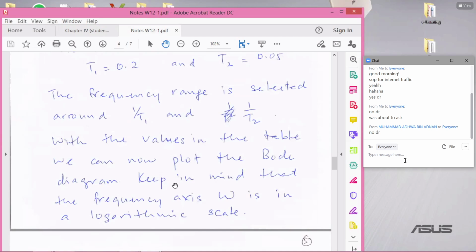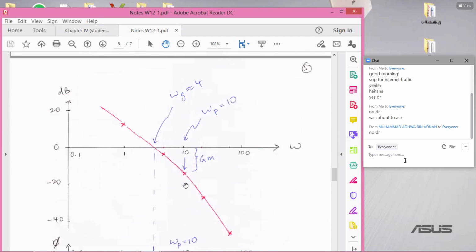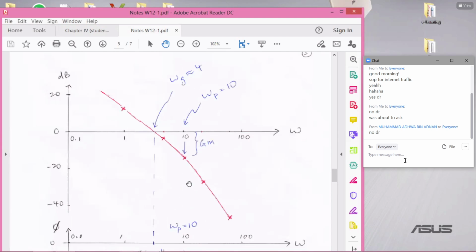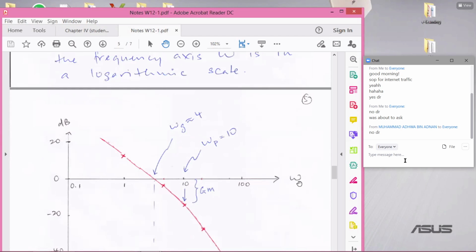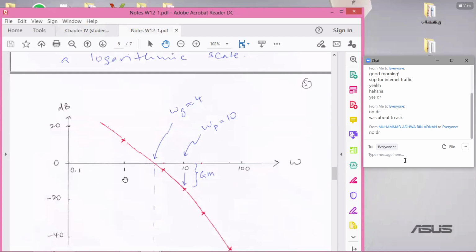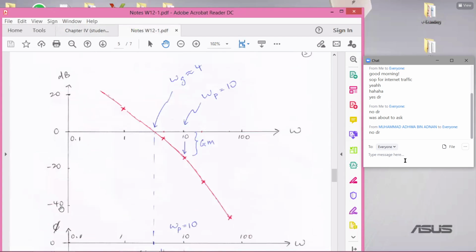Okay, so now we are ready to draw the Bode diagram using the semi-log scale. The first plot is, of course, the decibel versus frequency. Now, the vertical scale is a linear scale. The values are 0, 20 decibel, negative 20 decibel, and negative 40 decibel. So this is the vertical axis, a linear scale.